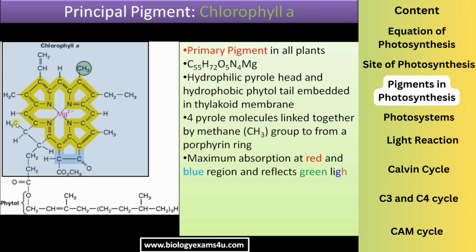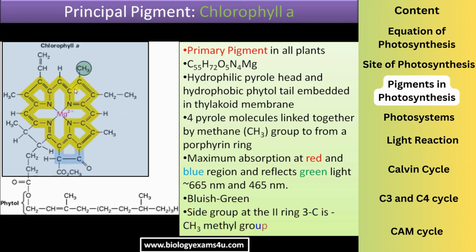And these 1, 2, 3, 4 rings are joined by methine groups, and maximum absorption is in the red and blue region and it reflects green light. That's why the leaves appear green. It's a bluish green pigment. And the side group at the second ring is a methyl group, that is a CH3 group.